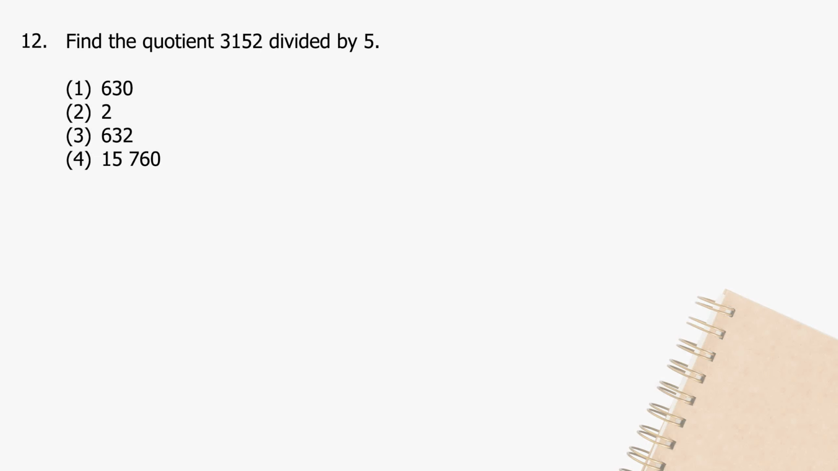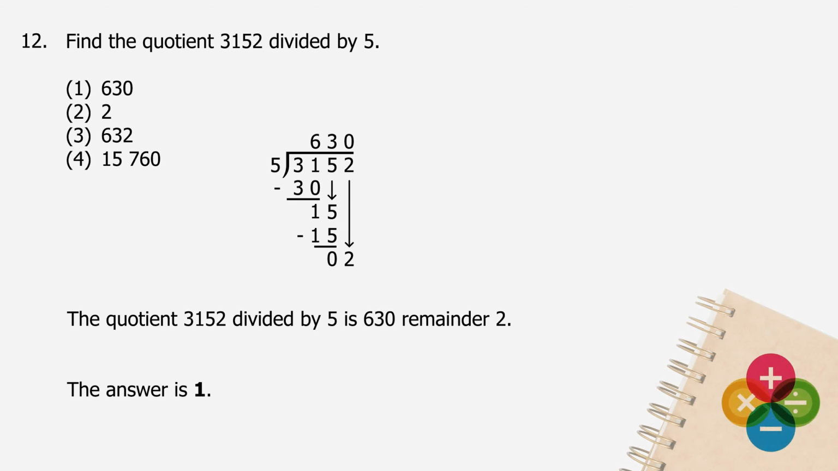Question 12. Find the quotient of 3152 divided by 5. The quotient of 3152 divided by 5 is 630, remainder 2. The answer is 1.